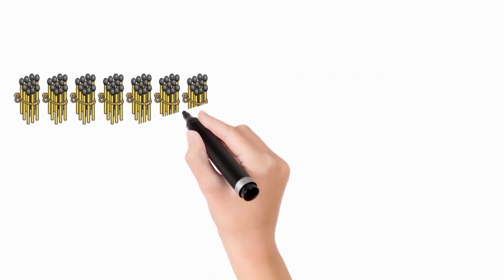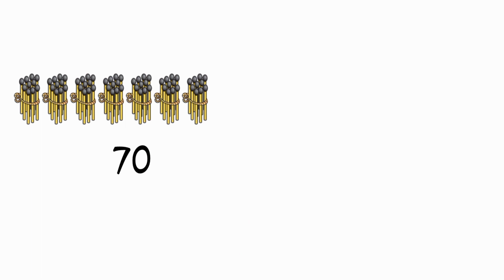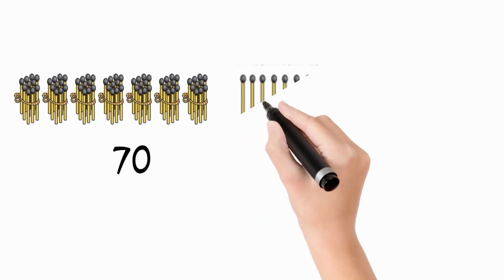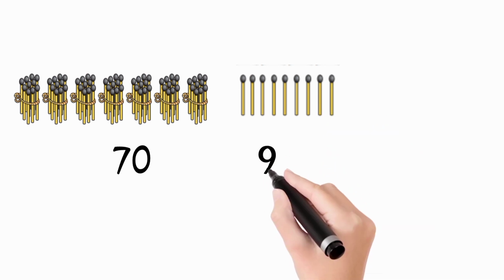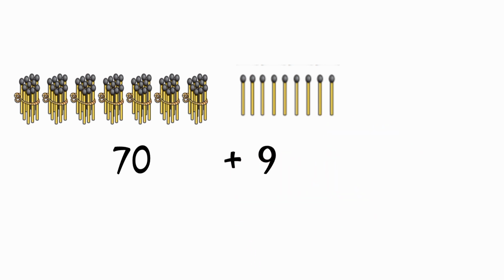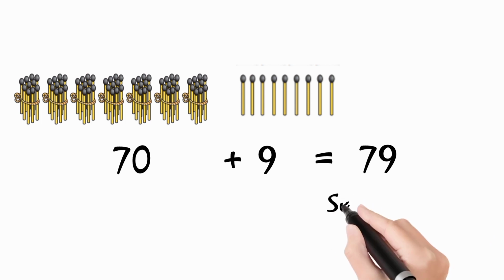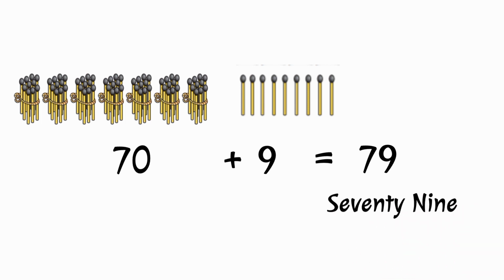Here we have 7 bundles, which means 70 and 9 loose matchsticks. So 70 plus 9 is equal to 79. 7 tens and 9 ones. 79. इसे हम 79 कहते हैं.